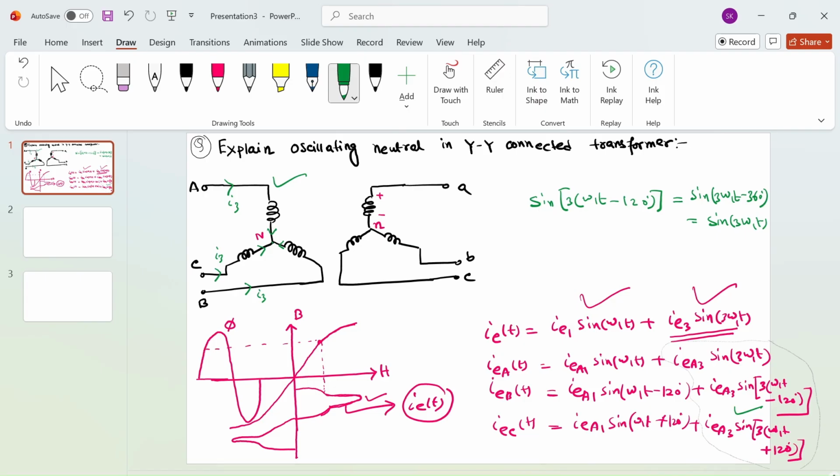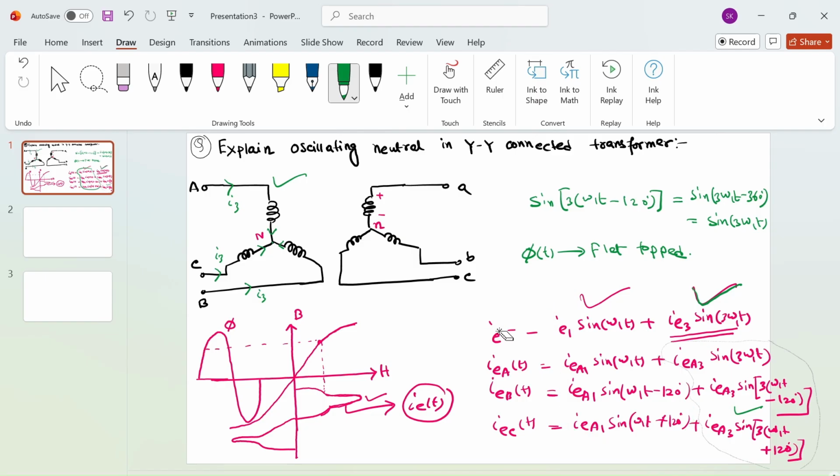So if my current cannot contain the third harmonic, then definitely on the other side, my flux will be flat topped in nature. That's what you also saw. If my exciting current is free from the third harmonic quantity, that means my exciting current has only fundamental quantities. And if the exciting current is fundamental in nature, the core flux will be flat topped in nature.